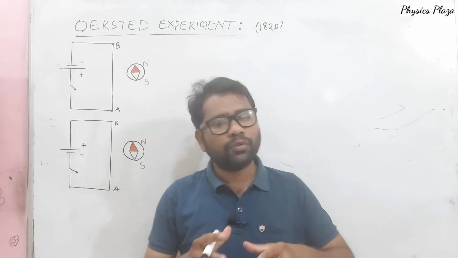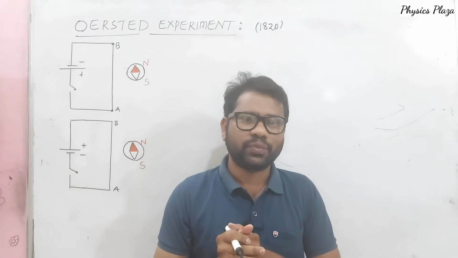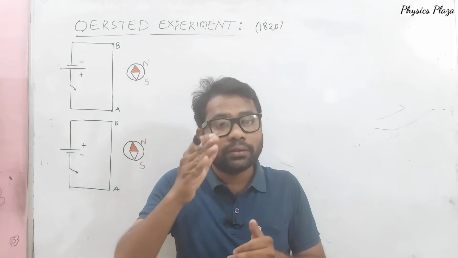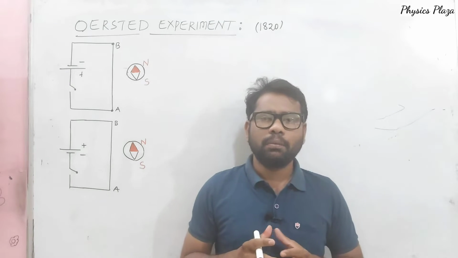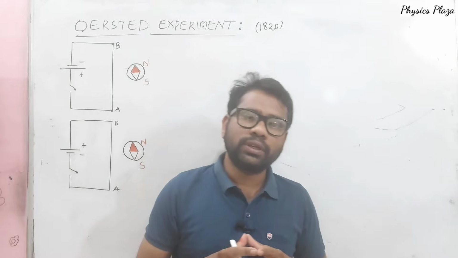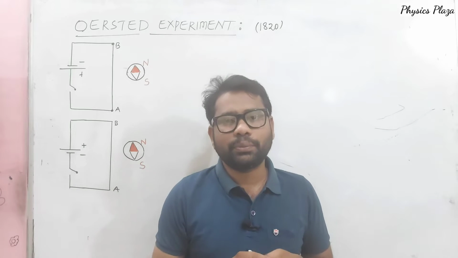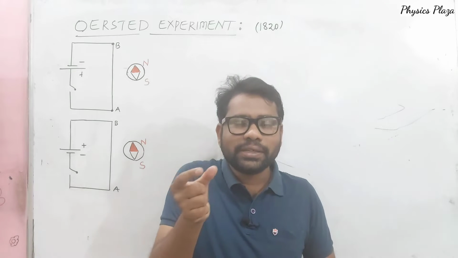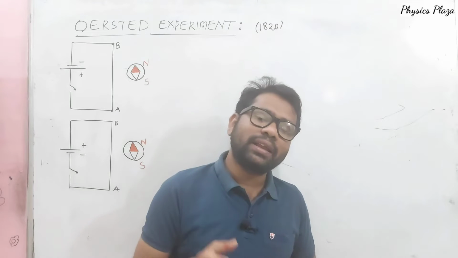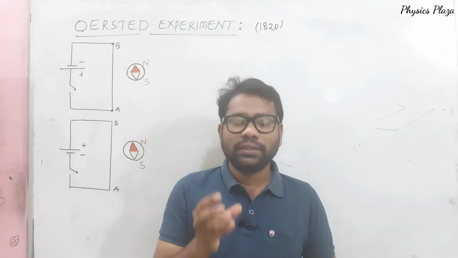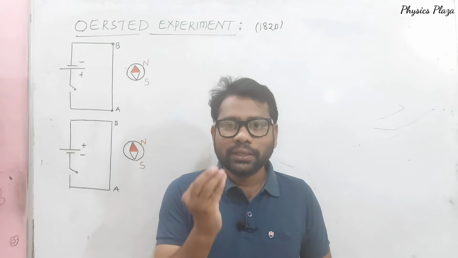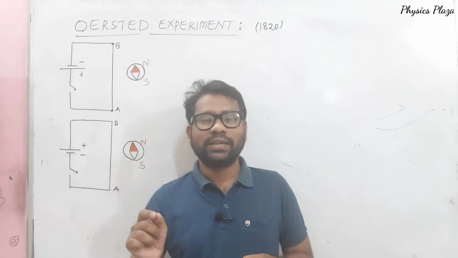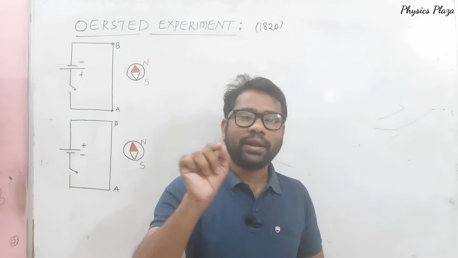Then we may get one doubt. Of course, it happened like that. He proved that there would be a magnetic field around the current carrying conductor. But how will we come to know that? It's very simple. Just take a magnetic compass and place it near any current carrying conductor, and obviously we will notice that there will be some deflections in the magnetic needle, which shows that yes, there is a presence of a magnetic field.